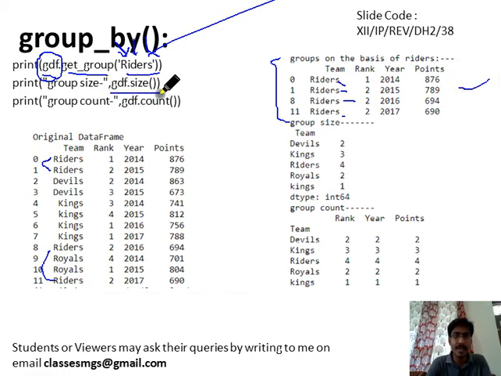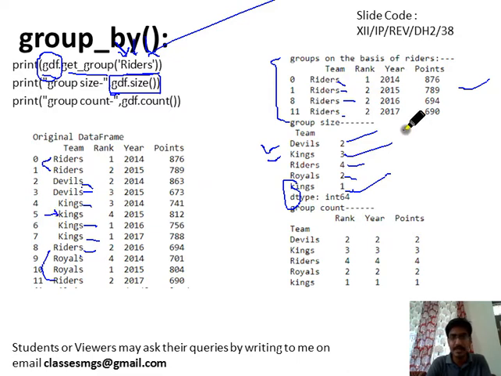Now if we want to get the size of the group, size of the group means how many elements are there in each group. Like the Devils group, we have 2 rows, so 2 is the output. Then we have the Kings. In the Kings group starting with capital K, there are 1, 2, 3 rows, so 3 is coming. Riders have 1, 2, 3 and 4 rows, so we have 4 as output. Royals, we have 2, and Kings starting with small k, we have only 1 row, that is the 5th row. So we have the group size.